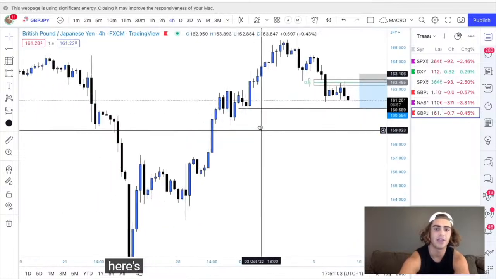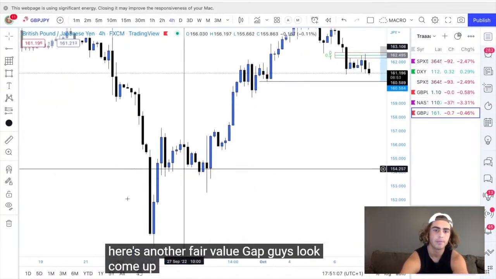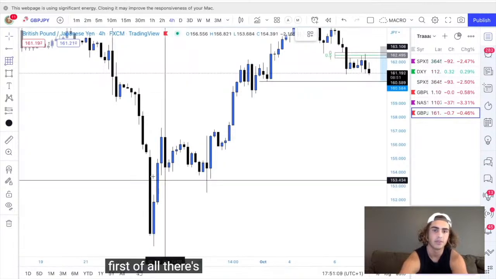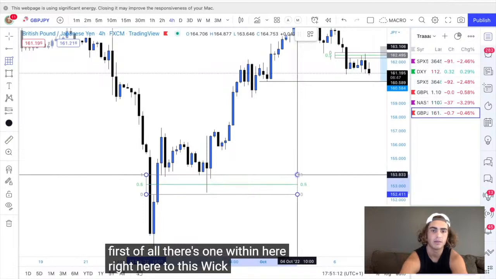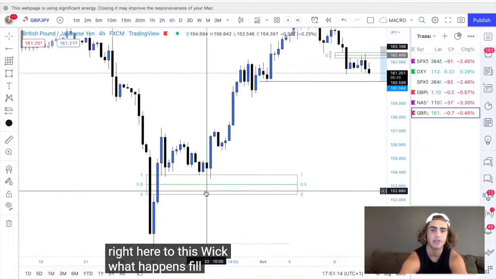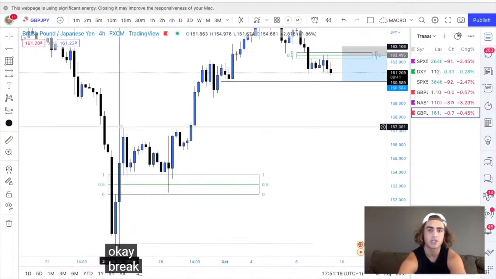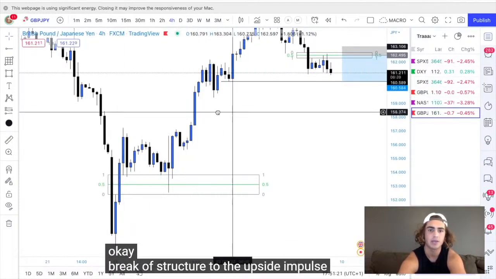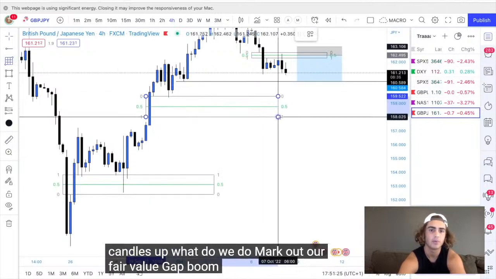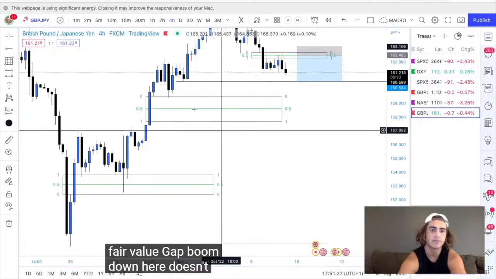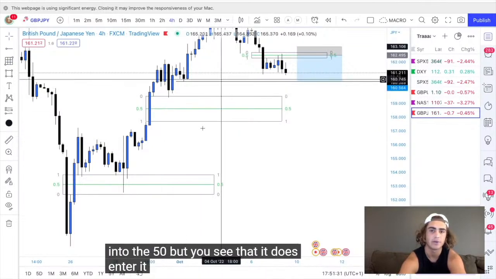Here's another fair value gap, guys. Look, come up. First of all, there's one within here, right? Here to this wick, what happens? Fill it in the 50, push up. Break of structure to the upside, impulse candles up. Mark out our fair value gap, boom. Down to here, it doesn't fill it all the way into the 50, but you see that it does enter it, right? Gathered orders, pushed up.